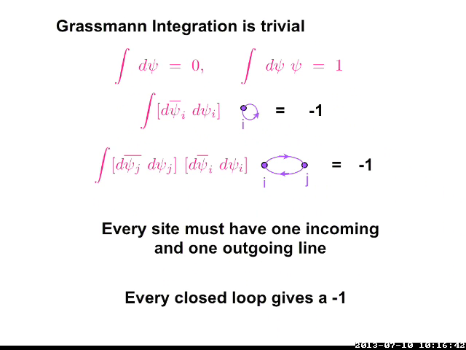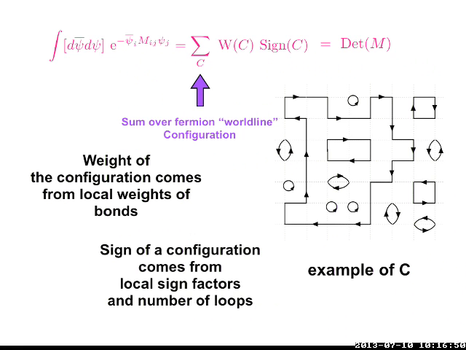And these are basically the rules of Feynman diagrams, if you want, but occurring in a slightly different context here. So what this particular integral actually means is that it's a sum over all possible fermion world lines on your discrete lattice. Every site must have an incoming and an outgoing line. Every loop has a negative sign, and then there are weights, and then there is a sign factor, and the sum of all of these is exactly this determinant. So it's basically an expansion of determinants in terms of closed loops, right?